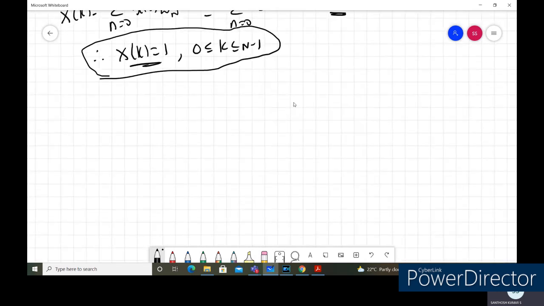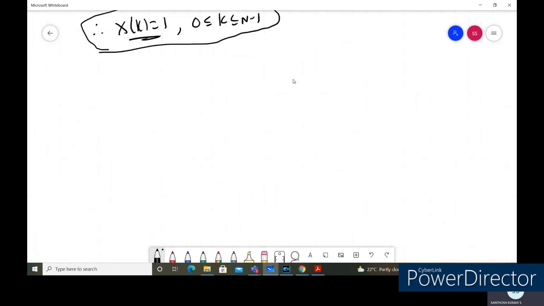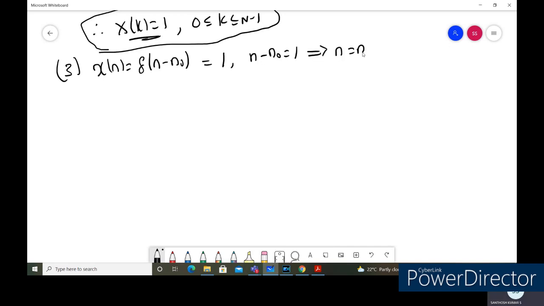So similarly we can find out the DFT of the shifted sequence. Let us find out the DFT of the shifted sequence, that is x of n is equal to delta of n minus n naught. This has the value 1 when n minus n naught is equal to 0, so this implies that when n is equal to n naught, and this is equal to 0 for n not equal to n naught.